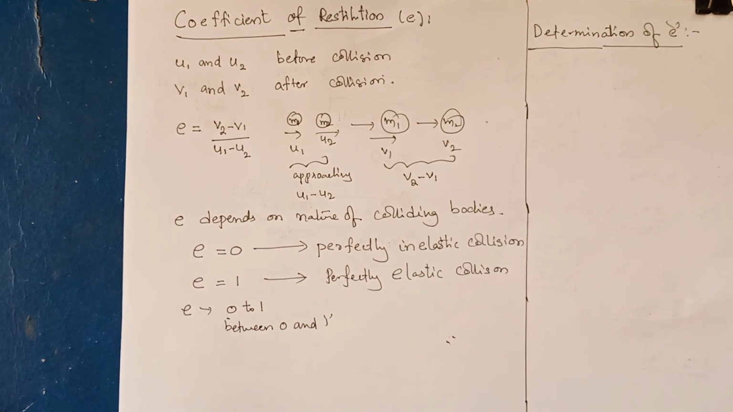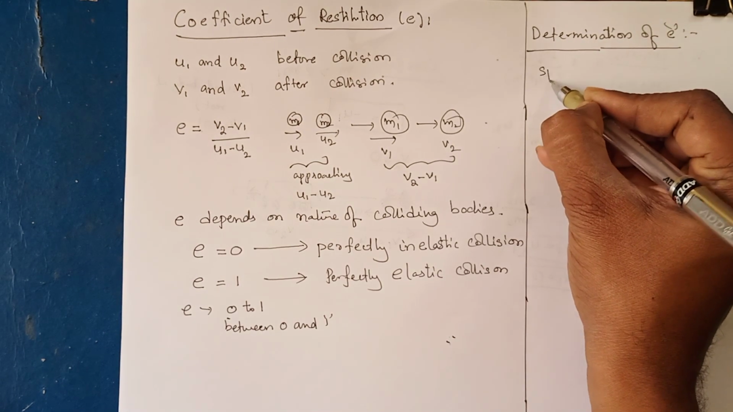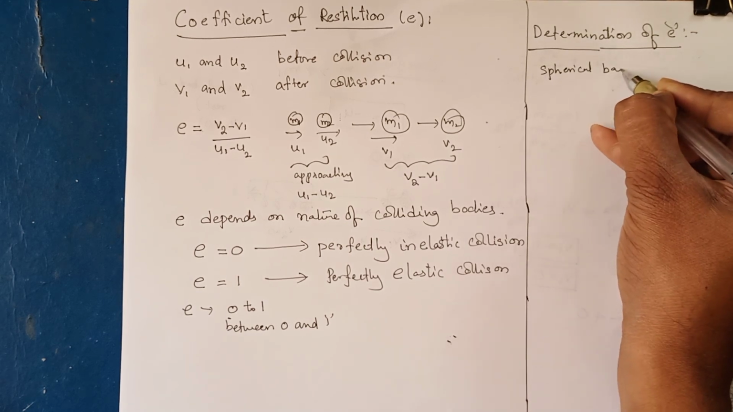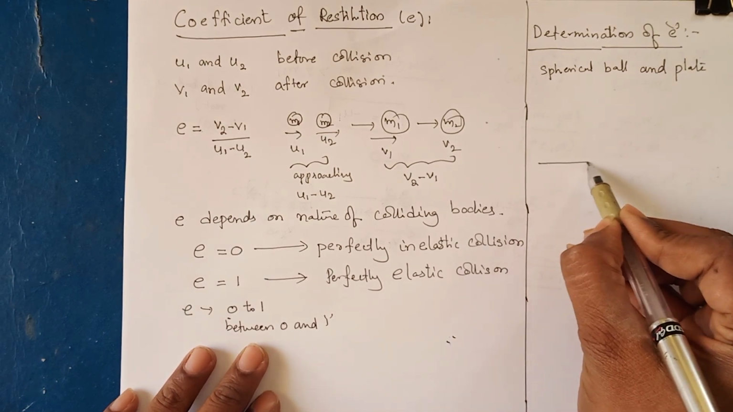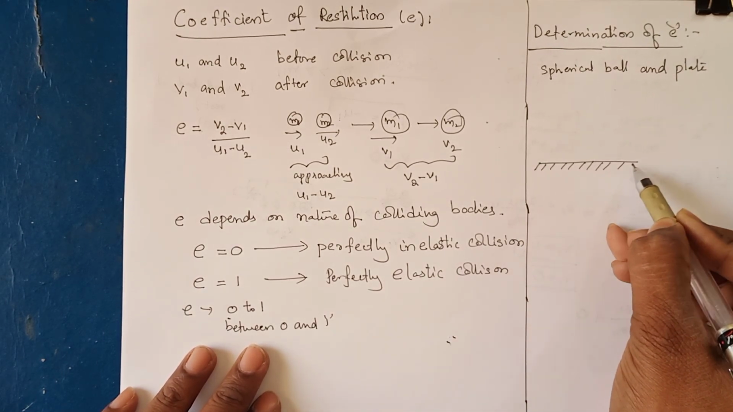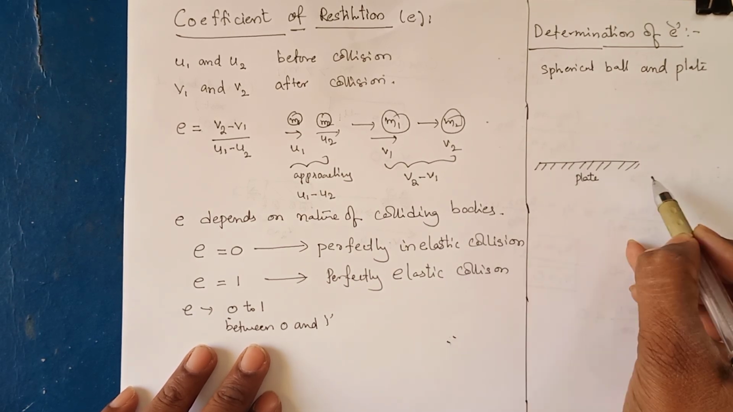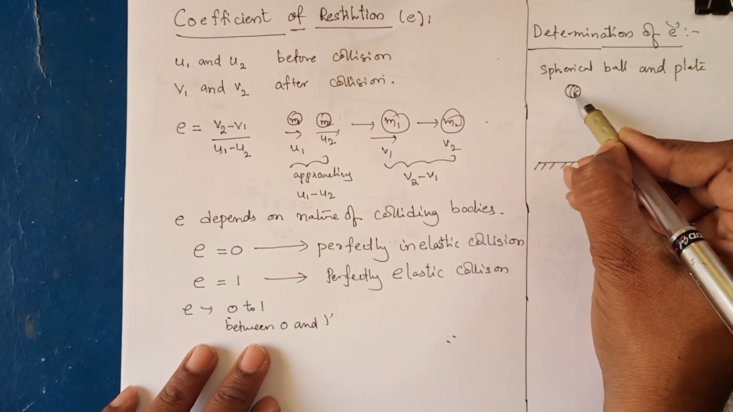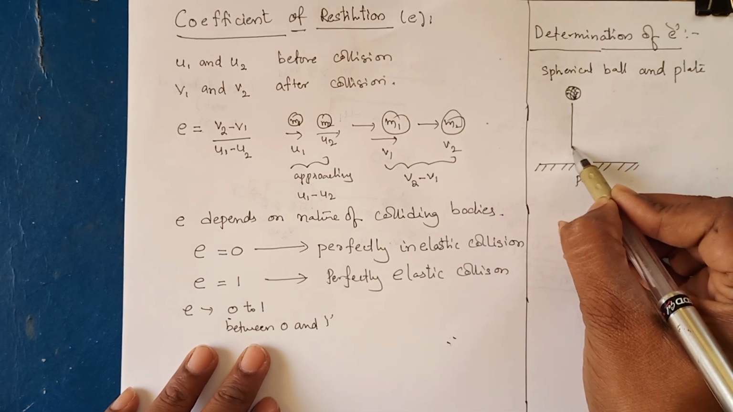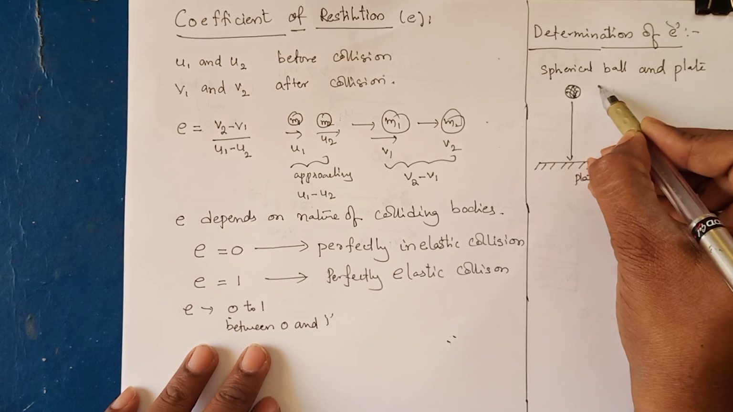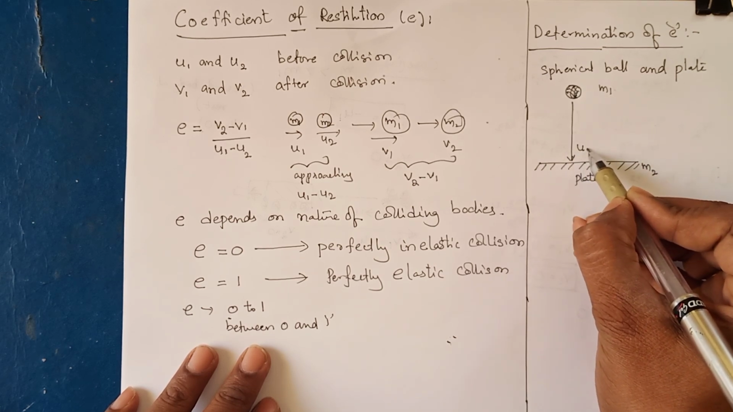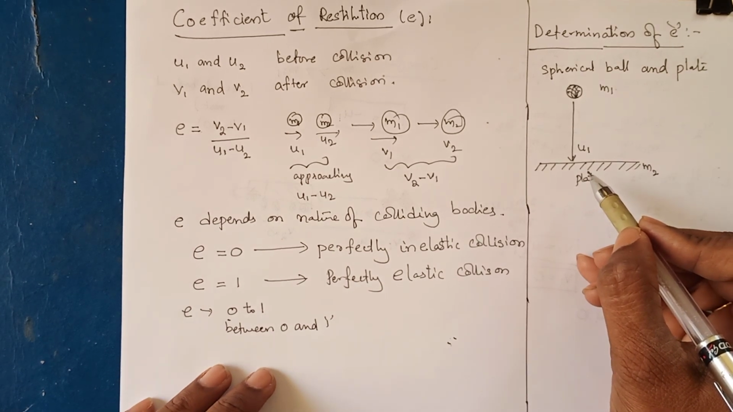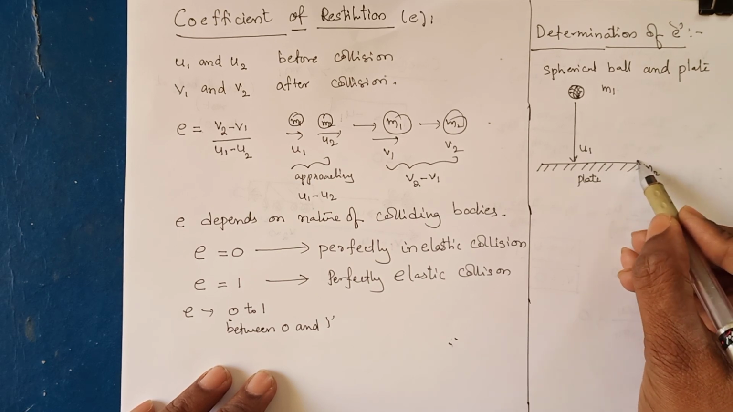To determine the coefficient of restitution, we'll take a simple example. One is a spherical ball and the other is a plate, placed on the ground like that. A sphere is allowed to fall on the plate. This is m2 and this is m1. The ball comes with a velocity and strikes the surface of the plate with the initial velocity u1. What is the initial velocity of the plate, which is at rest?